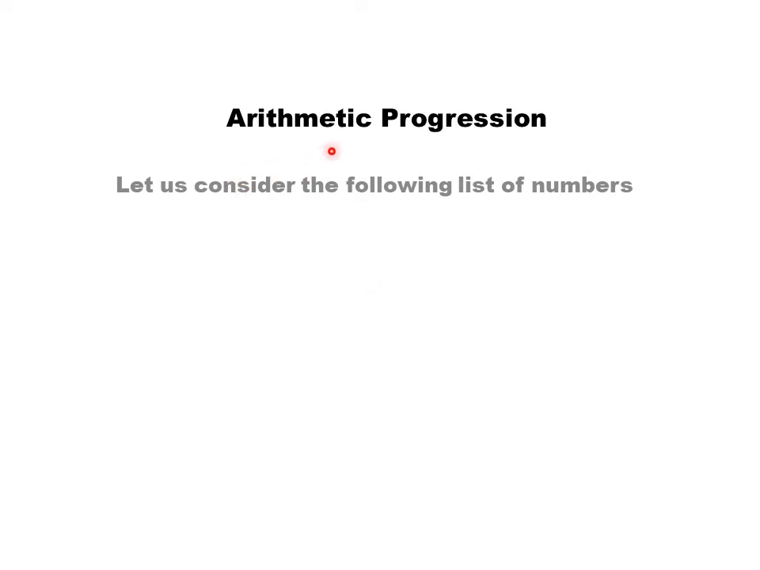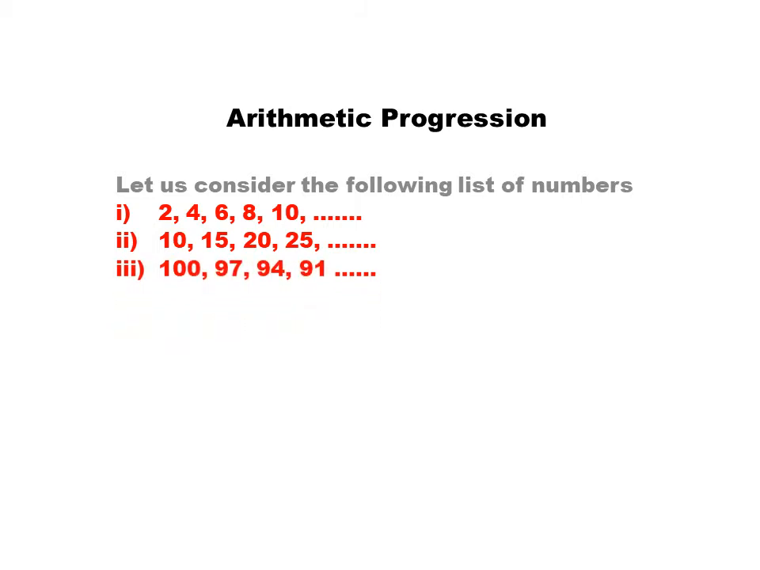Today we will discuss arithmetic progression. Let us consider the following lists of numbers: 2, 4, 6, 8, 10, etc. 10, 15, 20, 25, etc. It is going on. 100, 97, 94, 91, etc.